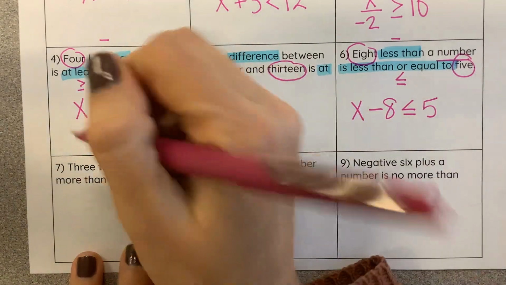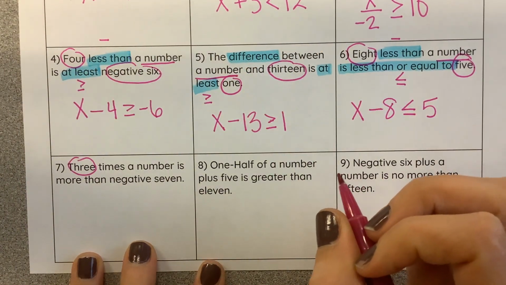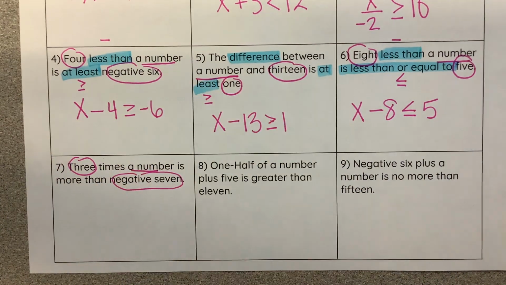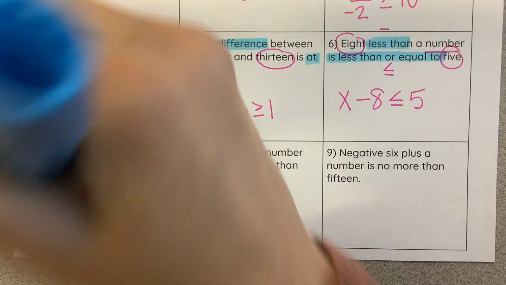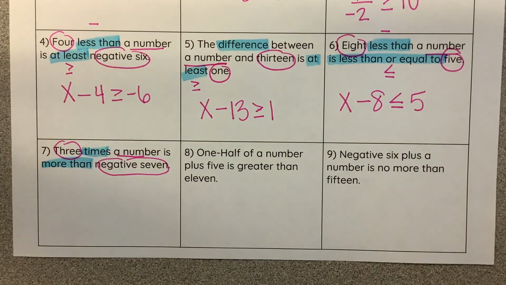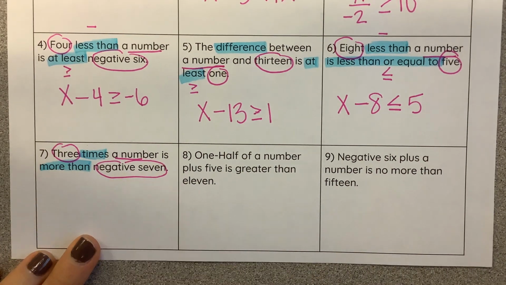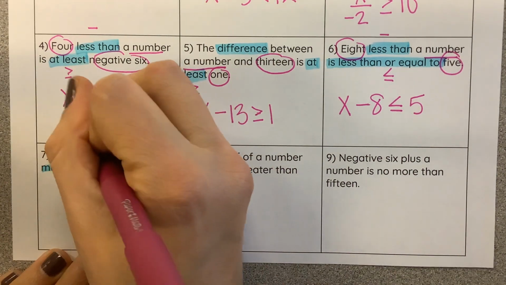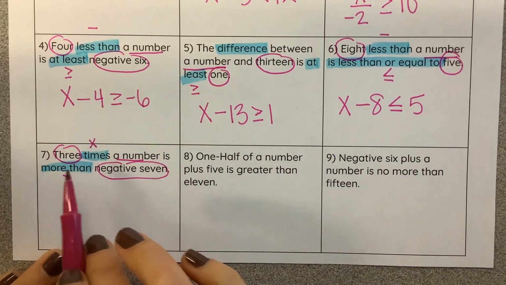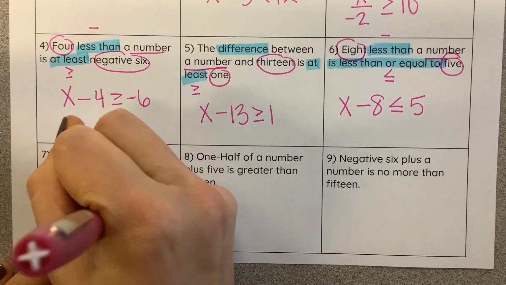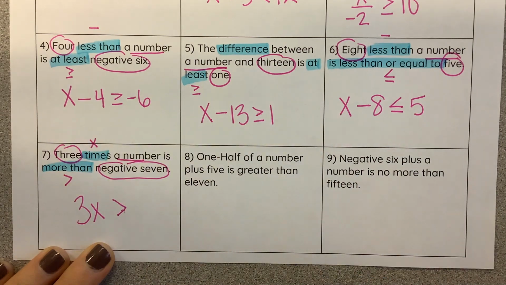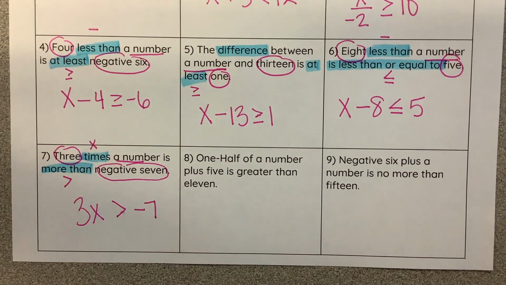Number 7, 3 times a number is more than -7. So our unknown number, keywords, times and more than. Again, the more than can be confusing just like less than, but it says is more than. So that means that's our inequality symbol, which is greater than, and the times is representing multiplication. So 3 times a number, we're just writing that as 3x, that means 3 times a number is more than, so is greater than, -7.